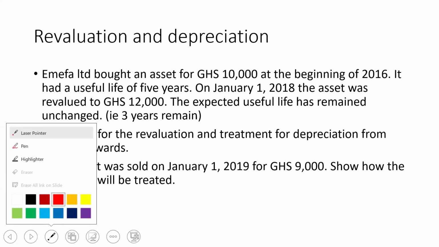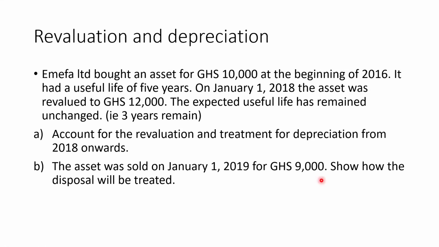MFA Limited bought an asset for 10,000 at the beginning of 2016. It had a useful life of 5 years. On January 1st, 2018, the asset was revalued to 12,000. The expected useful life has remained unchanged, that is, 3 years remain. A. Account for the revaluation and treatment for depreciation from 2018 onward. B. The asset was sold on January 1st, 2019 for 9,000.